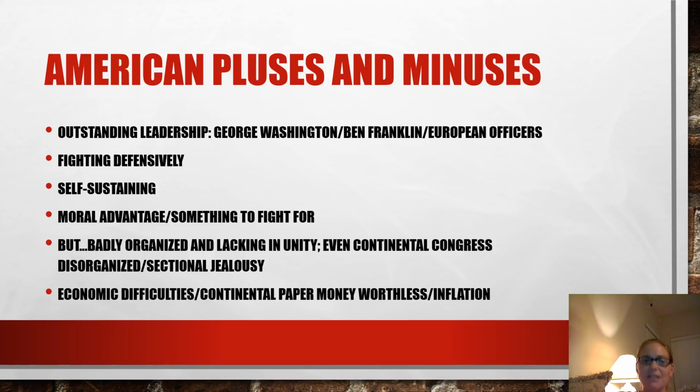We have something worth fighting for. Moral advantage. They believe in this principle. No taxation without representation. We have our liberties, freedoms, all of it. But badly organized, lacking in unity. And you saw that with the Albany Congress back in the French and Indian War. Even the Continental Congress is disorganized. There's sectional jealousy. I mean, we've got colonies that are jealous of each other. So we're really lacking this sense of oneness. Economic difficulties. Continental paper money is worthless. There's inflation. We can't get enough supplies. We can't get money. We're highly disorganized, as you can imagine, because we've always been under the protection of the mama country of England. We never had to worry about this kind of stuff.